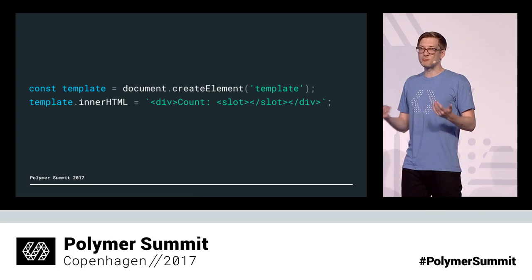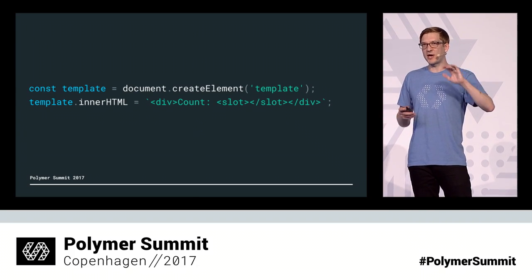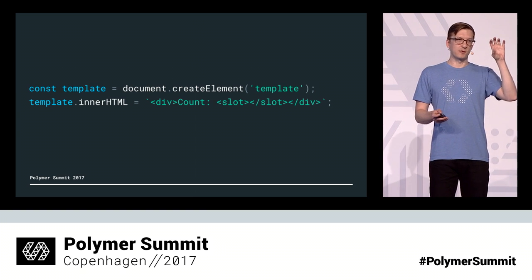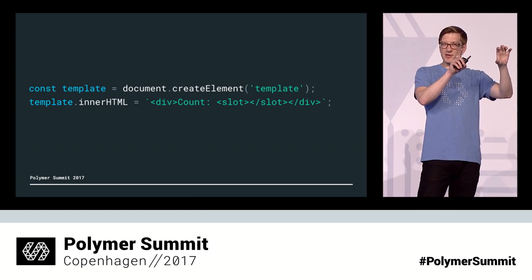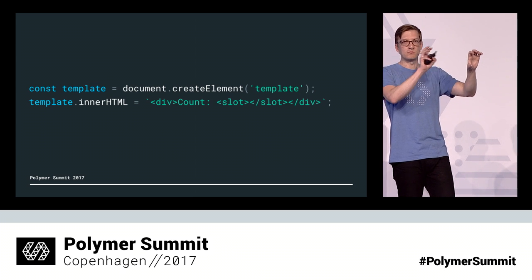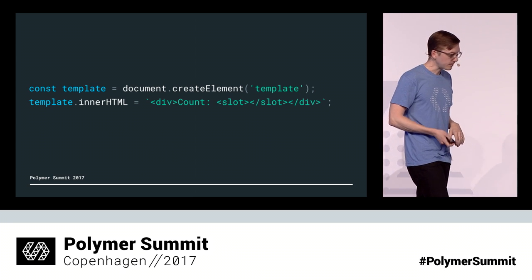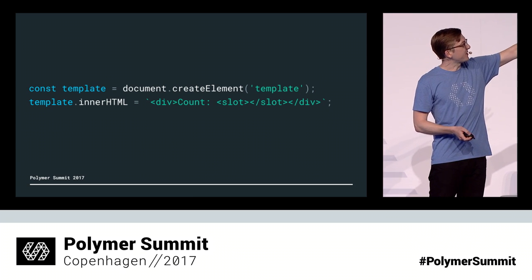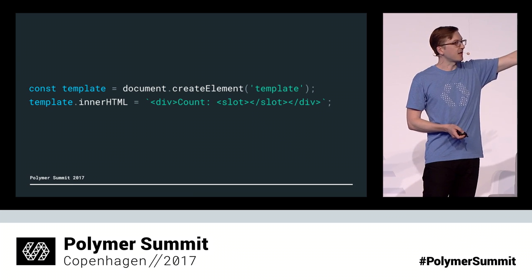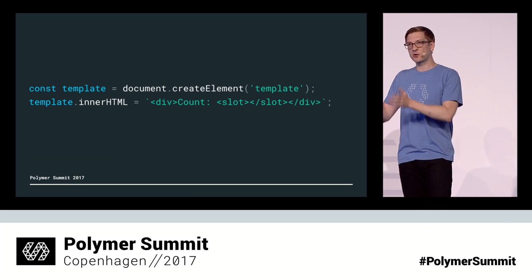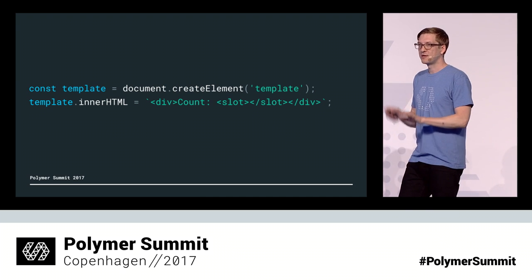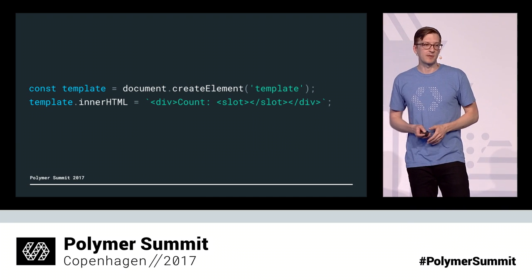So let's say we're building an element, and we're building a counter. It's just going to say the word count, and then have a number next to it, like count 1, 2, 3, and so on. So I've got a little div here in my template with the word count, and then I've got a slot, because I'm going to assume that the framework or library that I'm using my element with is going to put the number in there for me.